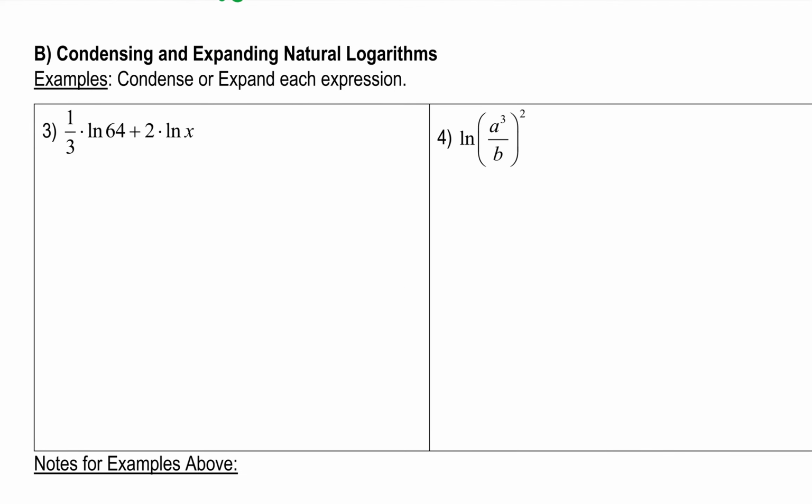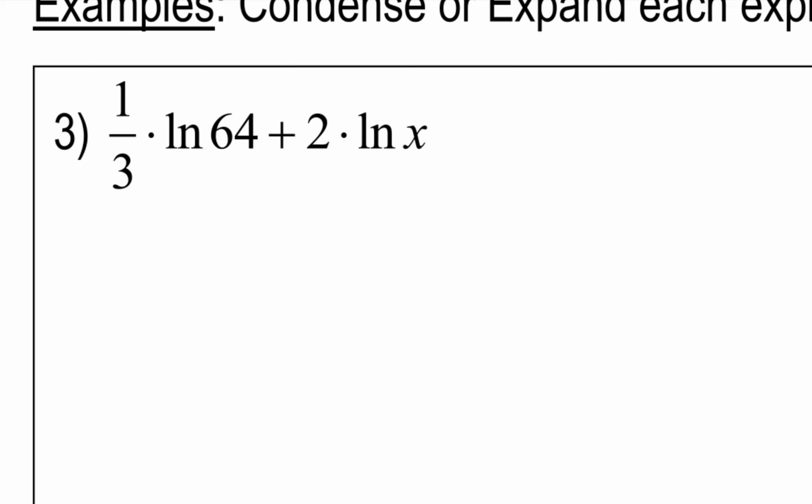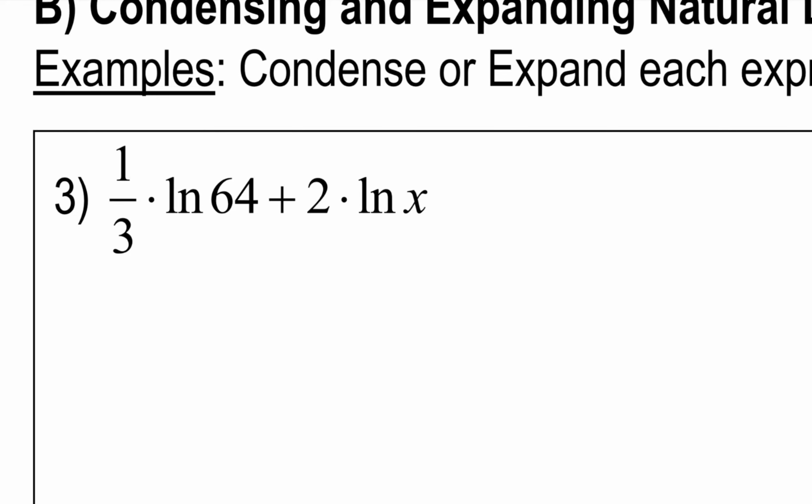Alright, next one, condensing and expanding. Okay, I'm going to do the exact same thing I've been doing. The same thing applies to logs as it does to natural logs. When I add, you multiply. If I have a number in front, it becomes the exponent, and if I subtract, I divide. Nothing has changed there. So first thing I would do is take the number in front and change it to my exponent for each one of these.